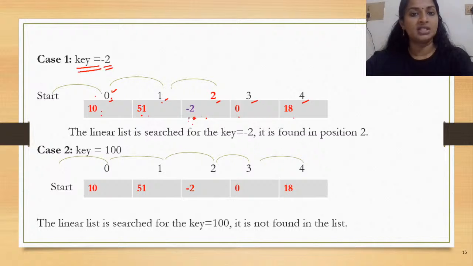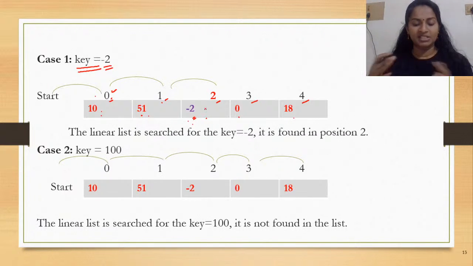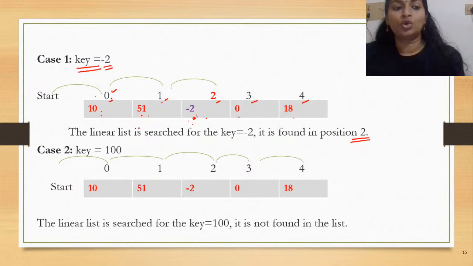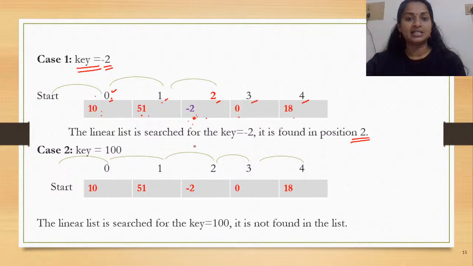Now, since I have found it, I need not go further. I'm breaking from the checking portion or the searching technique because I have found the first occurrence. I'm not bothered about multiple occurrences of the same data element. So since I have found the value, I exit from the searching technique. When I exit, I will display a message stating that my search is successful and the value has been found in position 2. Okay. So this is how a linear search happens.